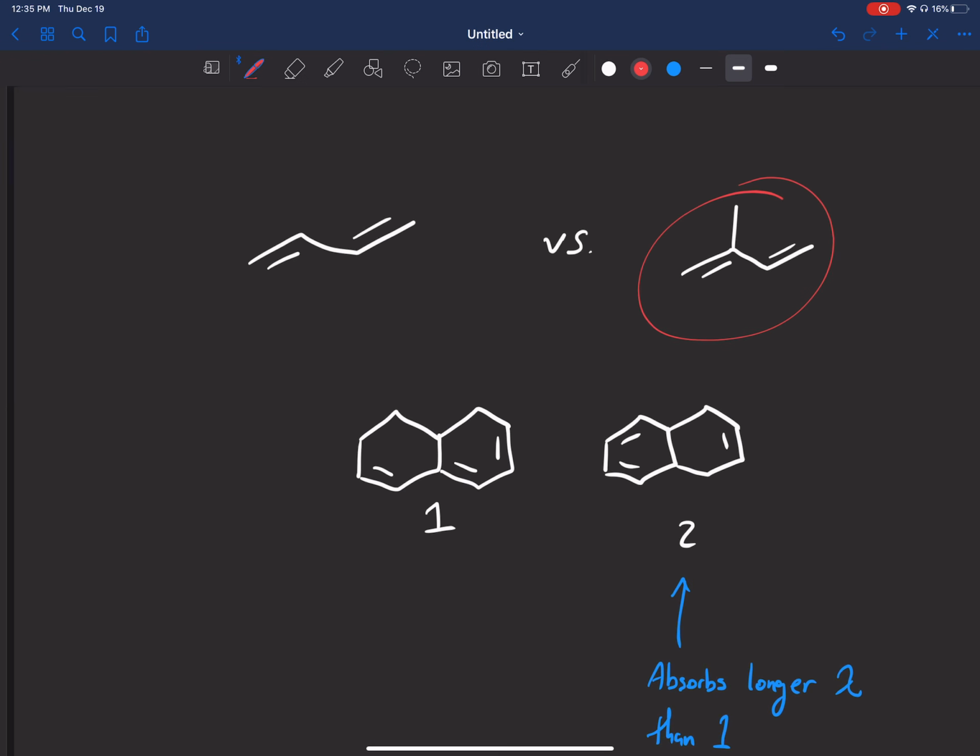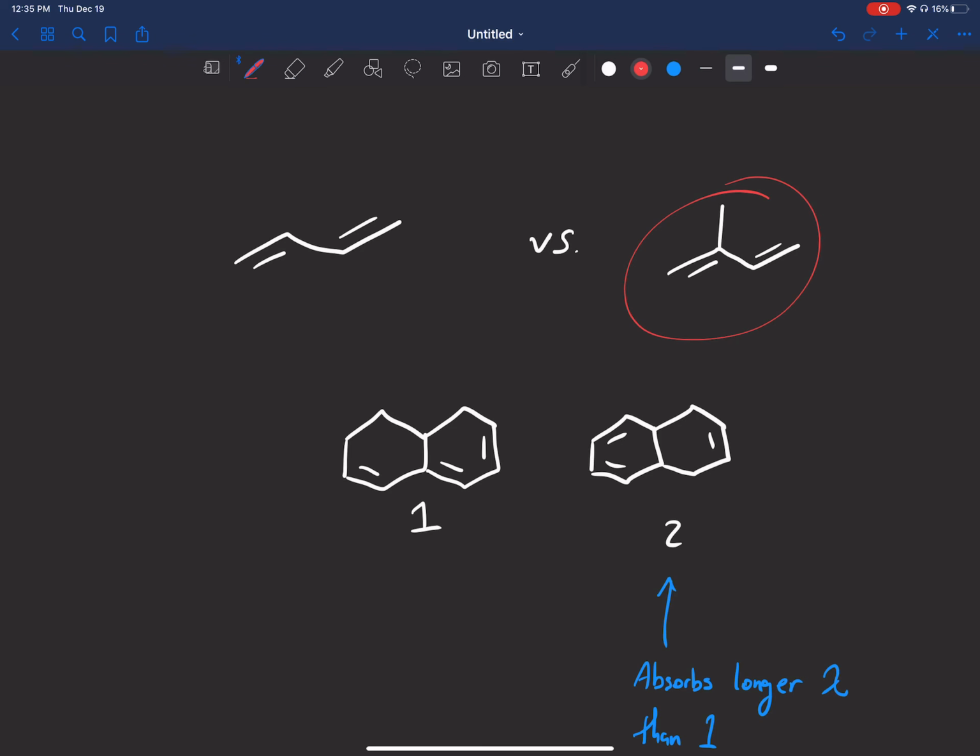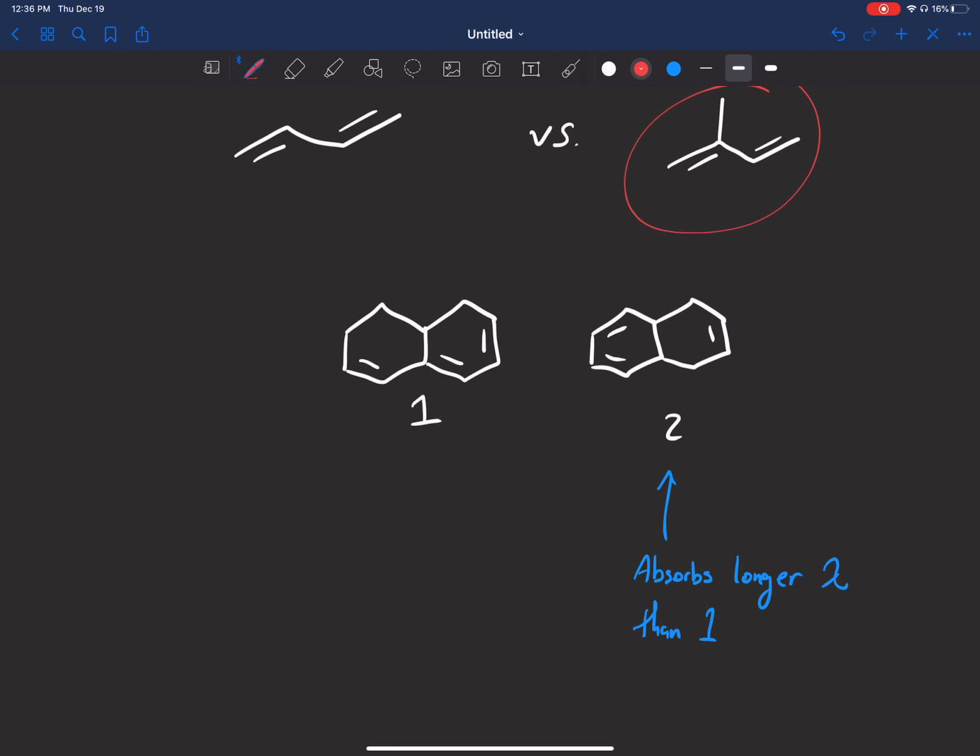Okay. Usually, if you're talking about, say, something with 3 double bonds in conjugation versus something with 2 double bonds and 1 alkyl group, let's say, the one with the more conjugation is the winner. Okay. So let's look at these examples.